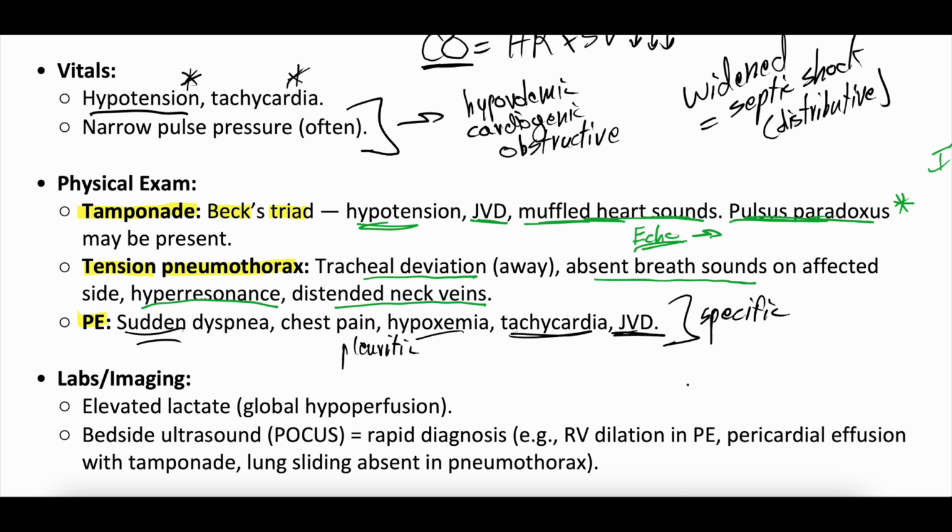Sometimes it's straightforward. My leg's swollen. I just had surgery. I also have cancer. All of a sudden, I had severe shortness of breath. I'm tachycardic, tachypneic, hypoxemic. I have chest pain that hurts worse with a deep breath. That's probably PE, but it's usually not that straightforward.